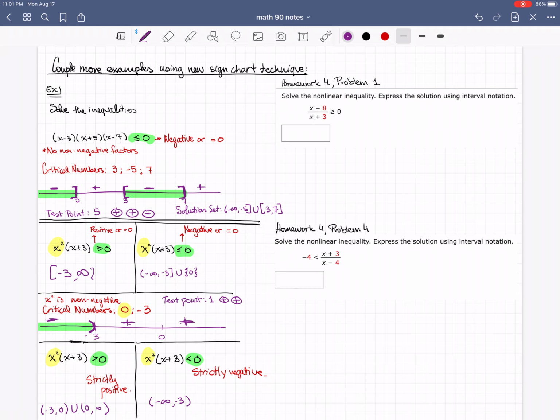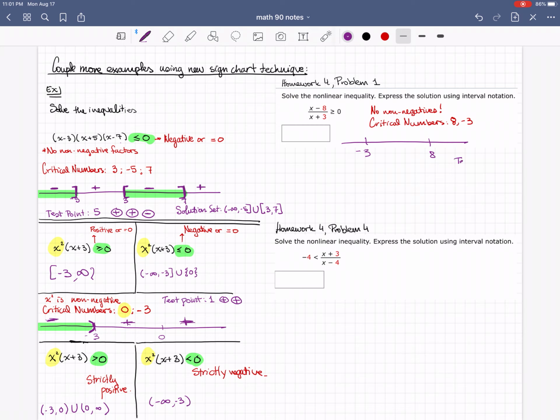We want to be a little more careful with reading the sign chart and stating the solution set to the inequality with quotients, but as far as sign charts are concerned, exactly the same process. There are no non-negative components here. The critical numbers: looking at the numerator, we have 8. Looking at the denominator, we have negative 3. Looking at the number line, negative 3 is to the left, 8 is to the right.